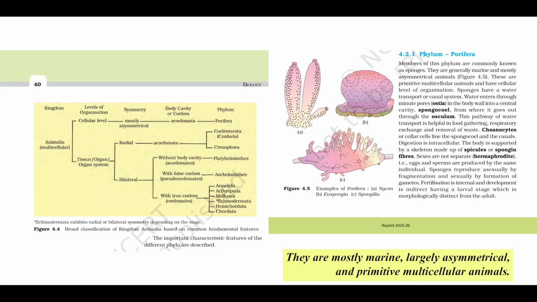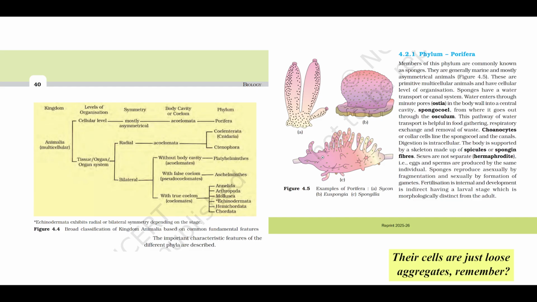They are mostly marine, largely asymmetrical, and primitive multicellular animals. They have that very basic cellular level of organization. Their cells are just loose aggregates, remember? No true tissues. Right, the simplest multicellular setup. What's their defining feature? A truly distinguishing feature is their water transport or canal system. Water enters through countless minute pores called ostia, flows into a central cavity called the spongocoel, and then exits through a larger opening, the osculum.